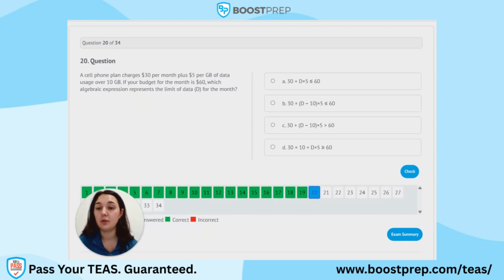Question 20. A cell phone plan charges $30 per month plus $5 per gigabyte of data usage over 10 gigabytes. If your budget for the month is $60, which algebraic expression represents the limit of data, D, for the month? A, 30 plus D times 5 is less than or equal to 60. B, 30 plus (D minus 10) times 5 is less than or equal to 60. C, 30 plus (D minus 10) times 5 is greater than 60. Or D, 30 times 10 plus D times 5 is greater than or equal to 60.